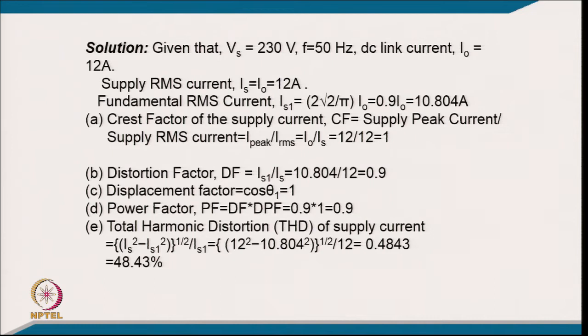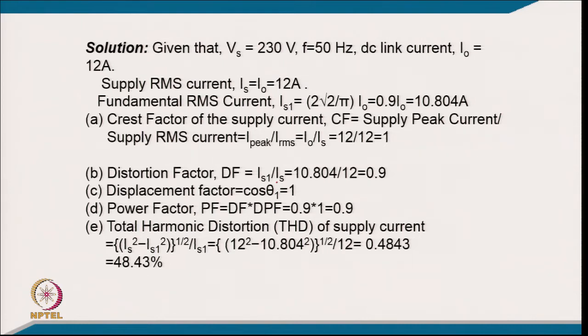10.804 ampere. The crest factor of the supply current is defined as the supply peak current divided by the supply RMS current. So, it will be I peak upon I RMS, that is 12 by 12, which is 1. So, the crest factor of this wave is 1, whereas a sine wave has a crest factor of 1.41. So, the crest factor of this non sinusoidal wave is only 1.